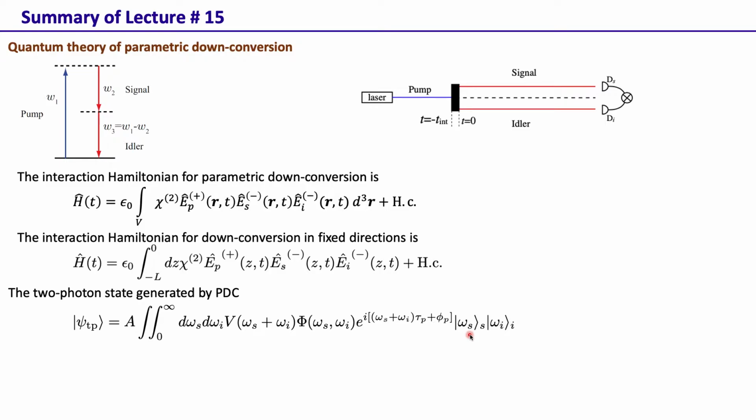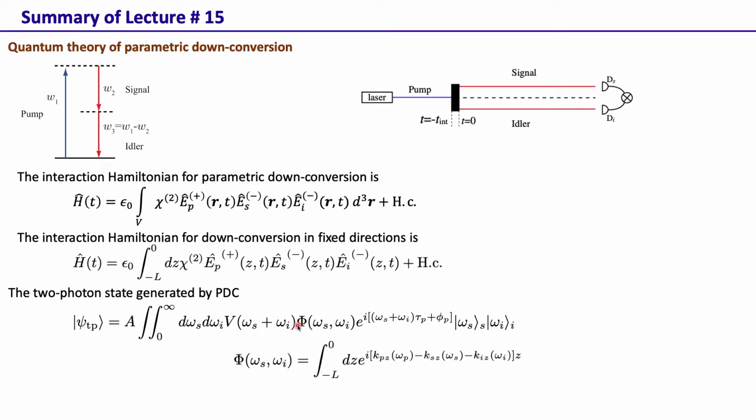Omega s in the ket represents a signal state consisting of one photon at frequency omega s. Omega I, with subscript I, represents the state of an idler photon at frequency omega I, and here we have an integral over omega s and omega I. V is the pump field amplitude, and we consider the pump classically, and this phi is what's called the phase matching function, which is what we are going to study in a little bit more detail today.